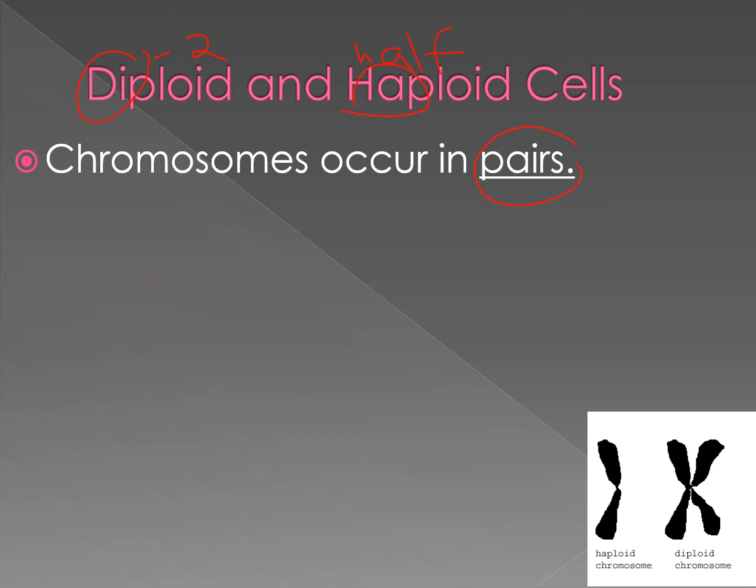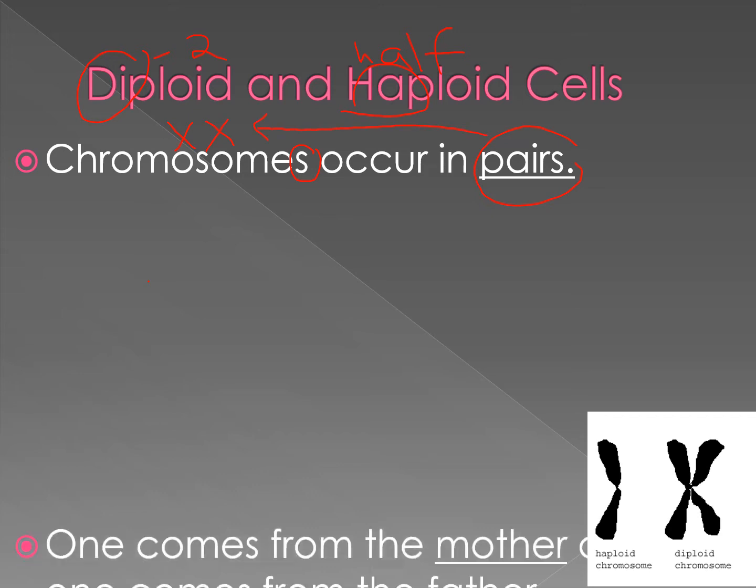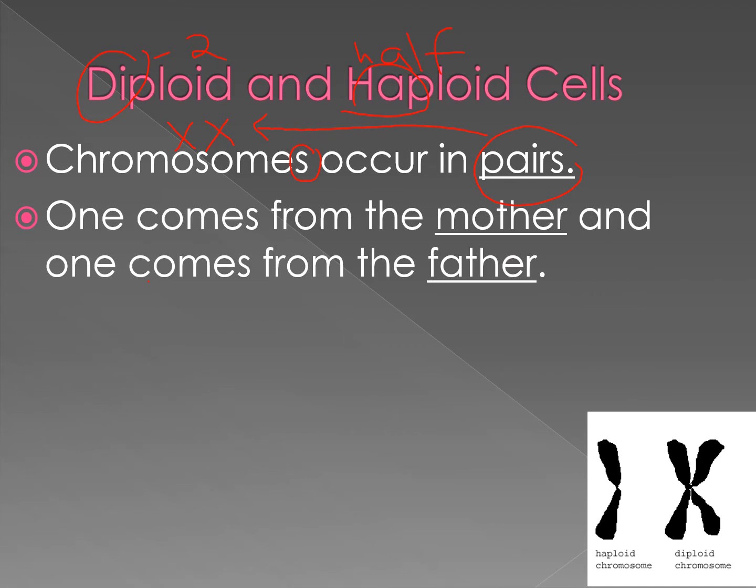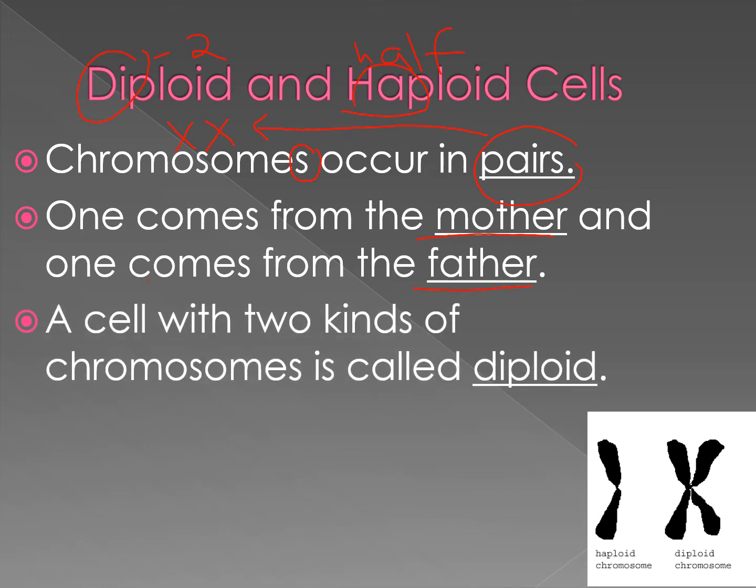Chromosomes occurs in pairs. Key term has an S. So one chromosome is an X, but chromosomes is in pairs. Got it? One comes from mom, the other comes from dad. A cell with two kinds of chromosomes is called diploid because di means two.